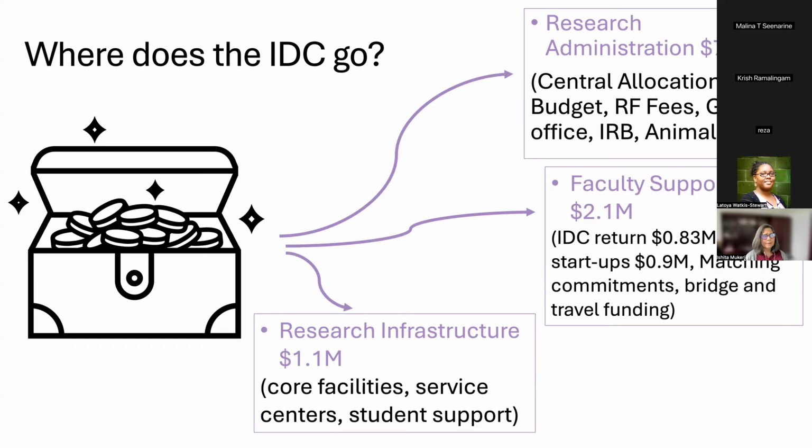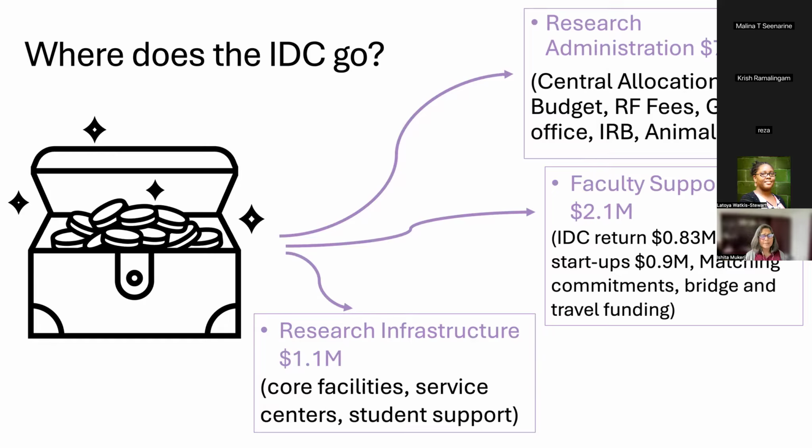Other areas where we spend money is on the grants office, and then some of these regulatory things that we need to do, like the Institutional Review Board and Animal Care and Use. So that's where some of the other funding goes. We spend about $7.7 million in research administration every year.